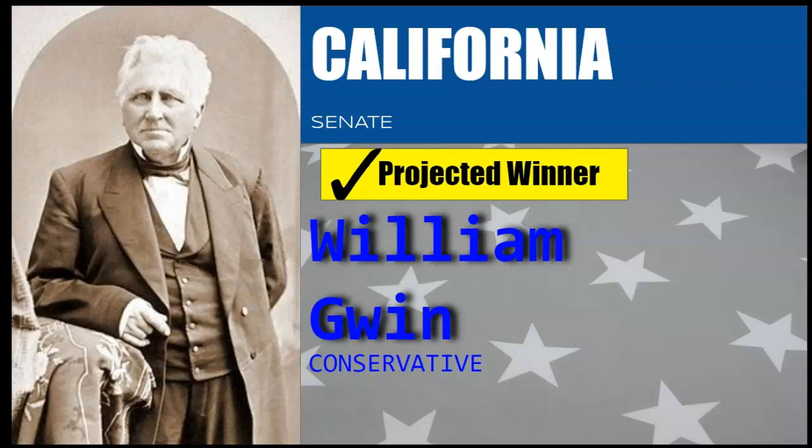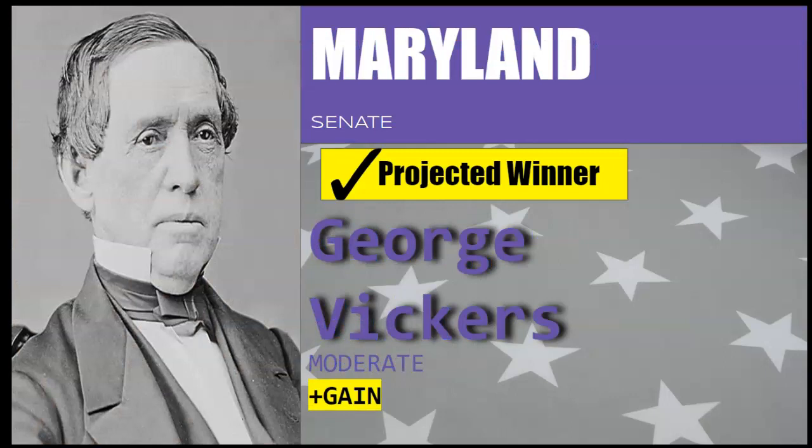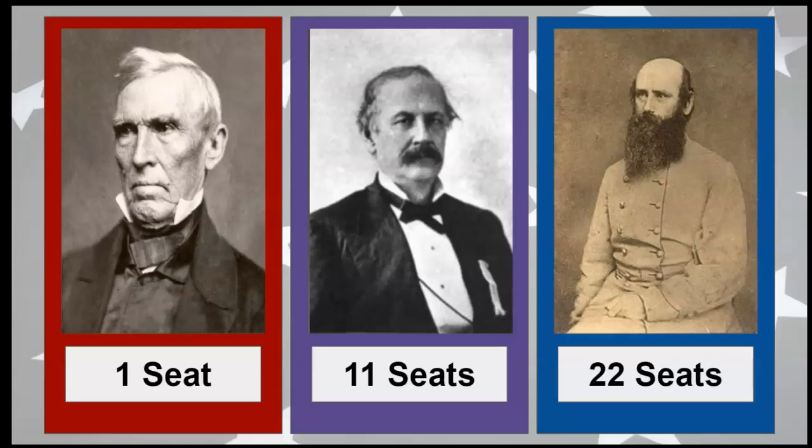Out of California Senate race, William Gwynn will be re-elected to the Confederate States Senate. Sorry, I'm not used to saying Confederate States Senate. And would you look at this, George Vickers, who I apologize, I said he was a conservative, he's actually a moderate. George Vickers will be elected to his first term out of the Senate, defeating the conservative Philip Thomas. I got those confused, I apologize. But George Vickers will give the moderates their only flip of the night in the Senate, and that's going to be out of Maryland. Big win for the moderates out of Maryland. And here is the updated Senate composition. The Liberals at 1 seat, the moderates at 11 seats, and the Conservatives at 22 seats.